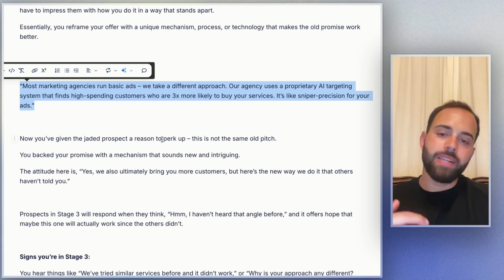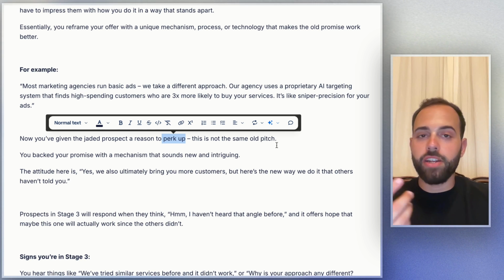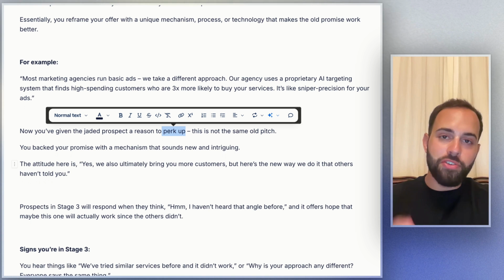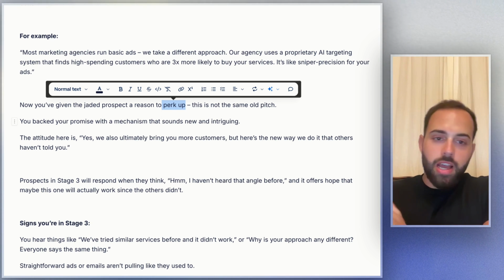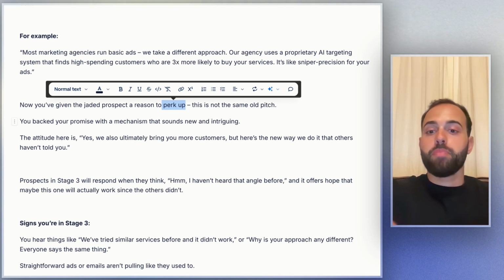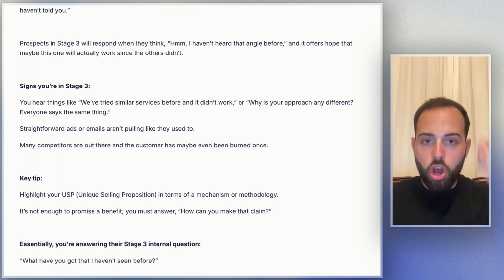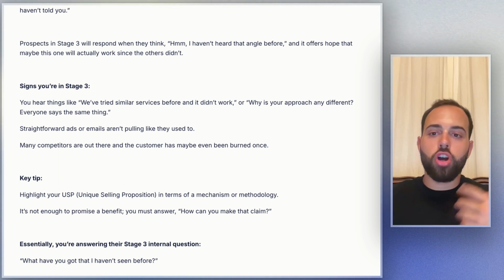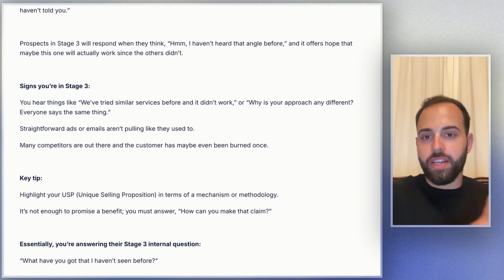What you're doing now is giving these prospects a reason to perk up, meaning that this is not the same old pitch that you've heard hundreds of times. We're backing our promise with a mechanism that sounds new and intriguing. So essentially, the attitude here is yes, we also ultimately bring you more customers, but this is the new way that we do this that's better than the old way. Prospects in stage 3 will only respond when they think that they haven't heard this angle before. And it offers hope that maybe after hearing all those hundreds of pitches, this specific pitch will actually work.